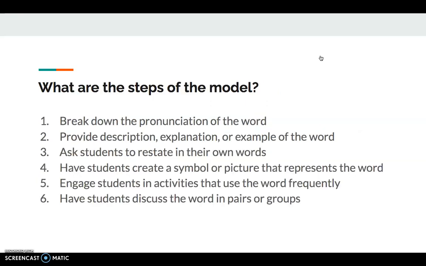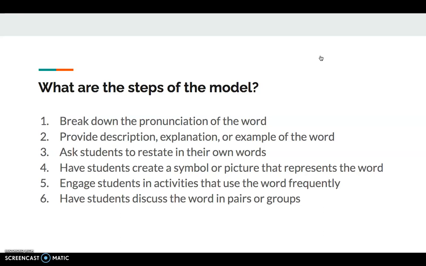What are the steps of the model? The first step is to break down the pronunciation of the word. That goes along with the roots of the word, morphology, just a deep description of the word. Second is to provide a description, explanation, and example of the word. Third is to ask the students to restate in their own words.